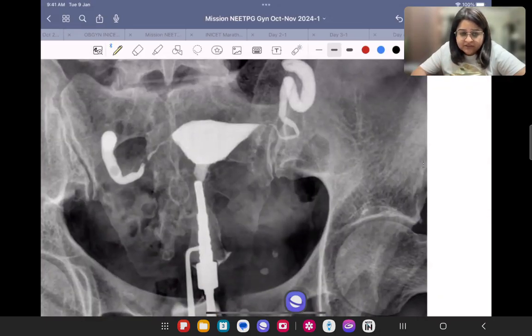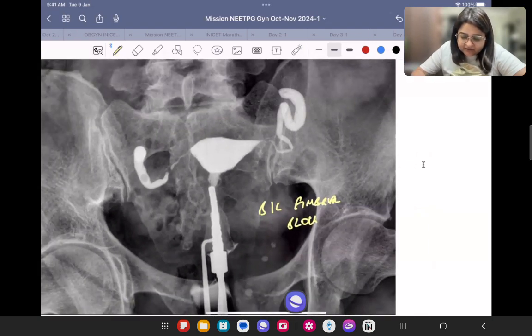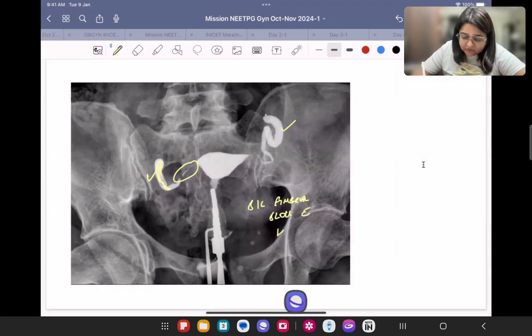Look at this one. What do you see here? Here you see a bilateral fimbrial block. And because of the bilateral fimbrial block, the dye has collected inside the tubes and formed a hydrosalpinx. Okay, the initial part of the tube is fine. In the latter part, the dye has collected. So this is a bilateral fimbrial block with hydrosalpinx.